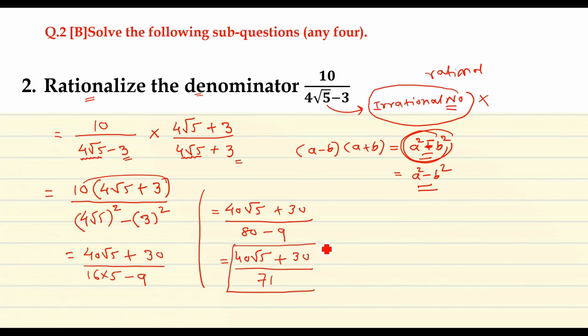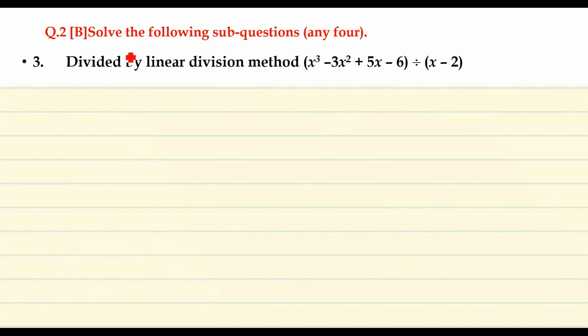Now if you closely observe, the irrational number which was present in the denominator is removed, and now it becomes a rational number. That's why we say we bring the rational number to the denominator, which in mathematics we call rationalization of the denominator. Now let us move to the next question.